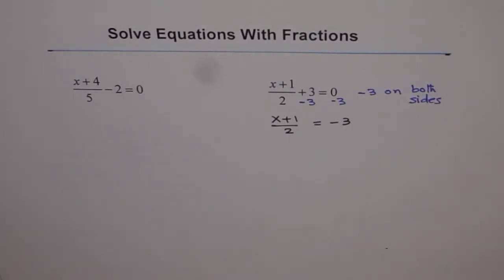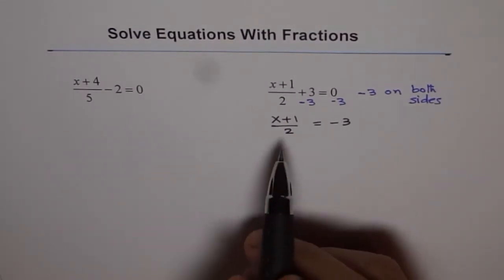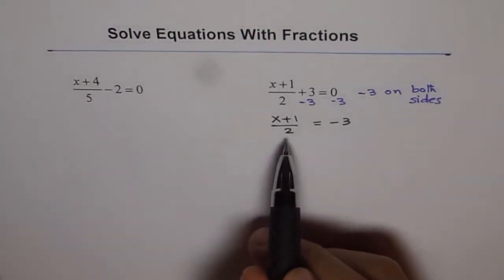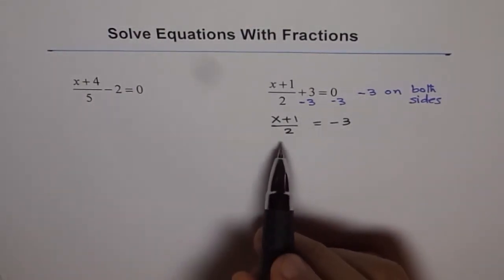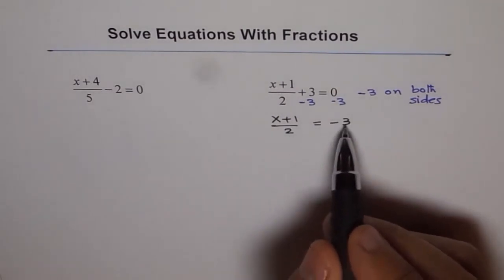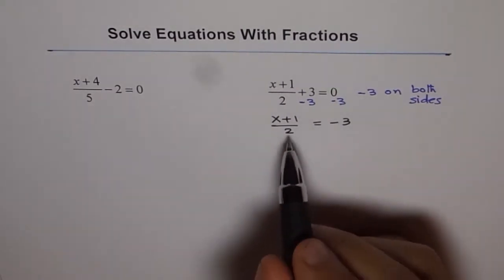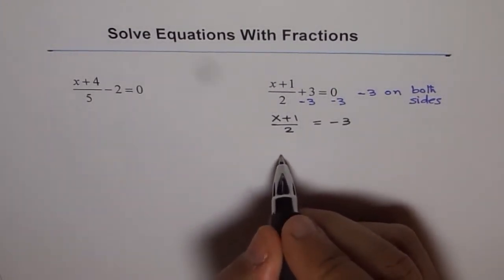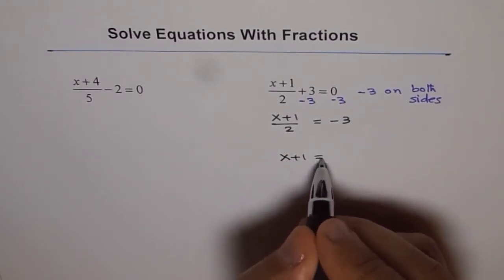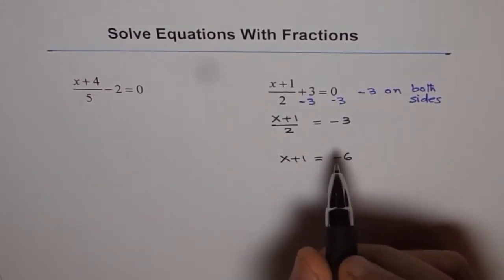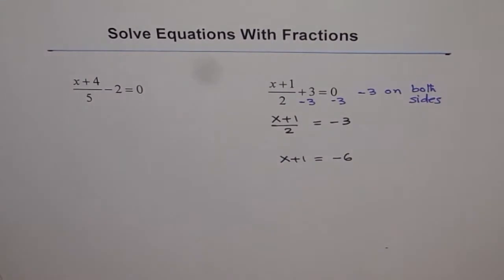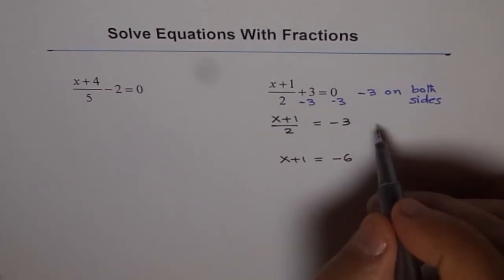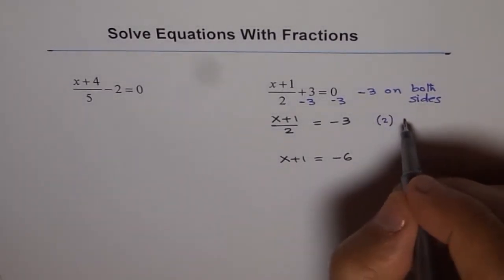Now the next step is to get rid of this denominator 2. Okay, now how to do that? We can cross multiply. That is one thing. If you cross multiply, what do you get? We get x plus 1 equals minus 6. Minus 6 is 3 times 2. Okay, cross multiply. How did we really do the cross multiply? We did it by multiplying by 2 on both sides.